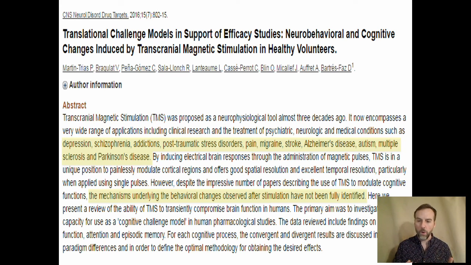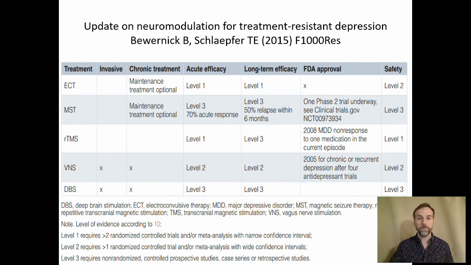Does the neuron grow? Do the neurotransmitters change? At a cellular level, at a very low mechanistic level, we don't know exactly how this tool works. So let's talk about its use for depression. It's not used for typical depression.